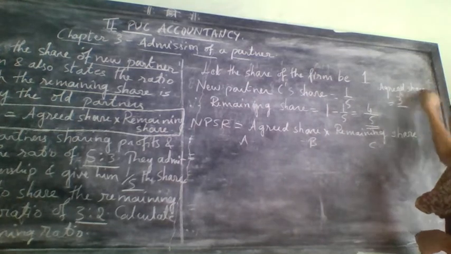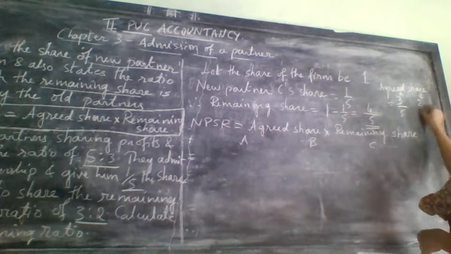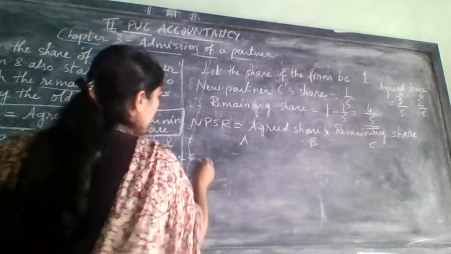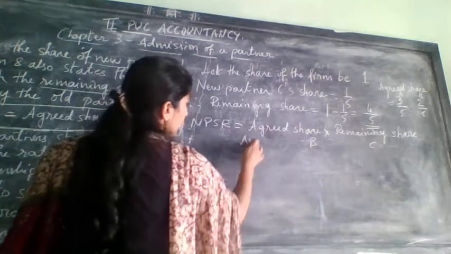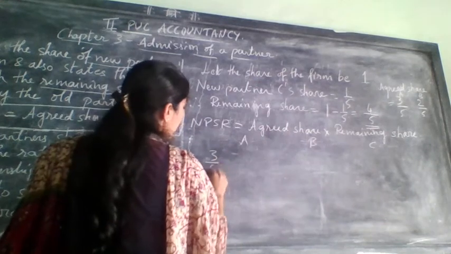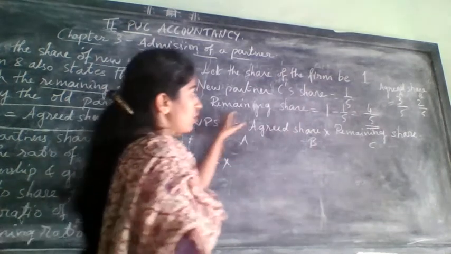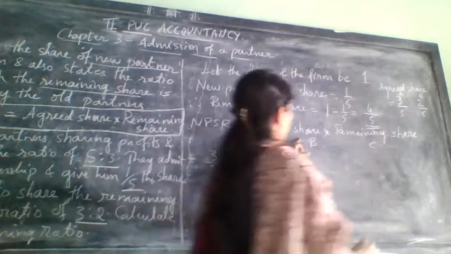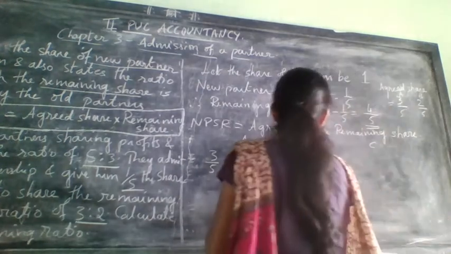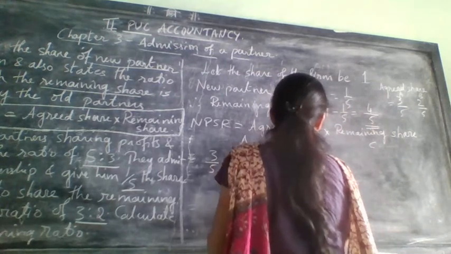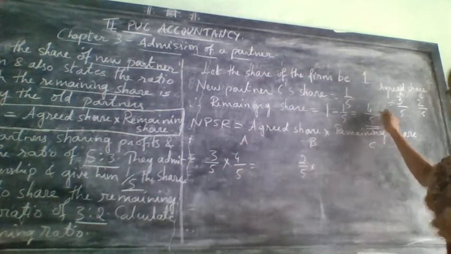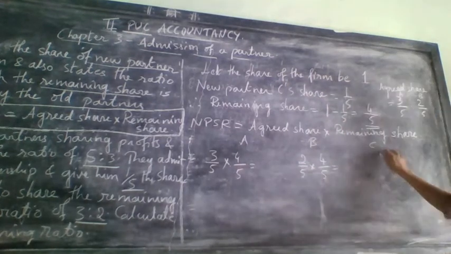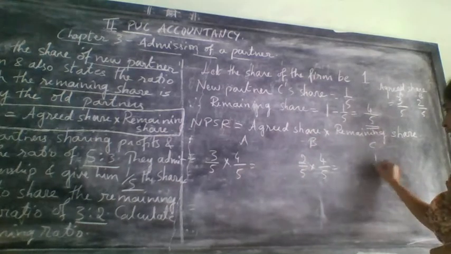This is for A and B. This is 3/5 and 2/5. Okay. Now the agreed share we will take here. Agreed share for A is 3/5 into remaining share, how much? 4/5. Next take for B. Agreed share is 2/5 into remaining share, how much? 4/5. Next, new partner share 1/5, take as it is.